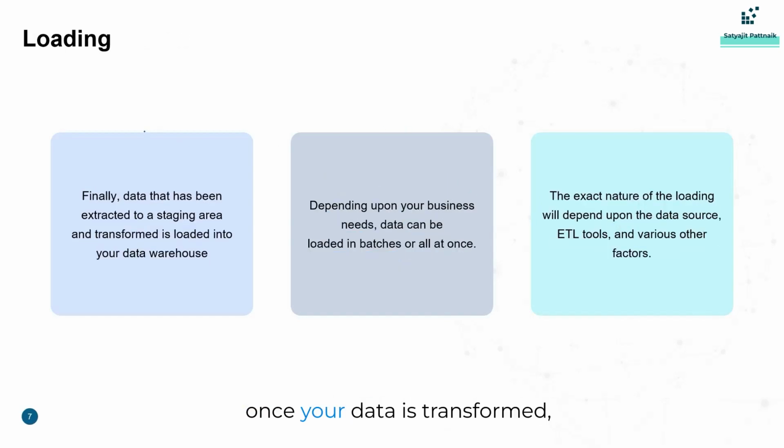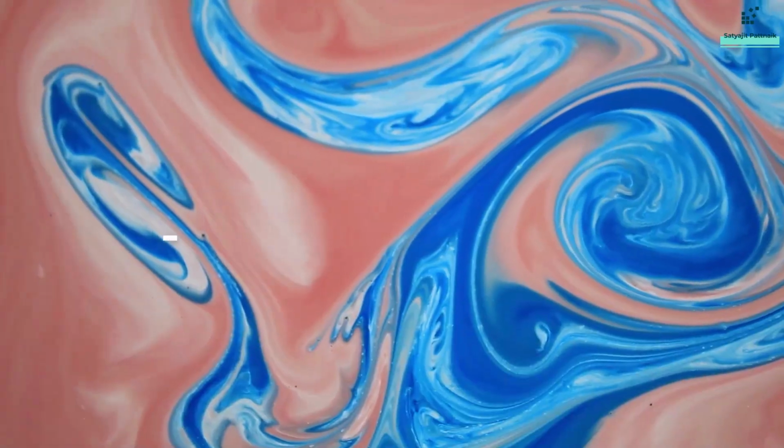And finally, once your data has been extracted to a staging environment and transformed, the transformed data is loaded into your data warehouse. Depending upon your business needs, data can be loaded in batches or all at once. The exact nature of the loading will depend upon the data source, ETL tools, and various other factors. So that is all about extract, transform, and load, which is simply called ETL.